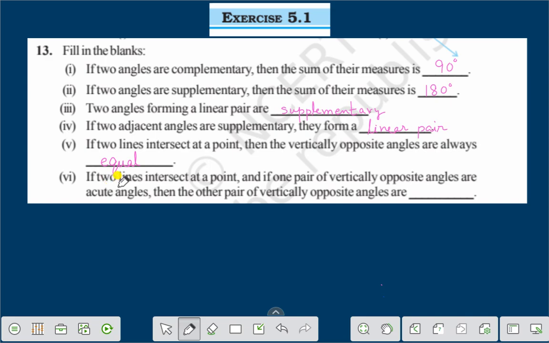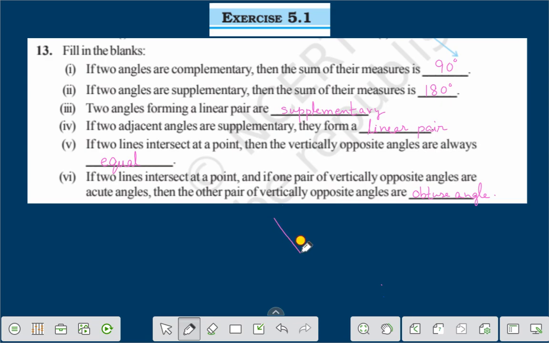Question number 6. If two lines intersect at a point, and if one pair of vertically opposite angles are acute angles, then the other pair of vertically opposite angles are obtuse angles. We'll find this one, obtuse angle. We'll solve why this is an obtuse angle.